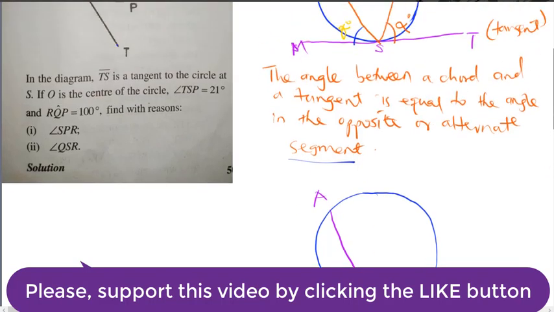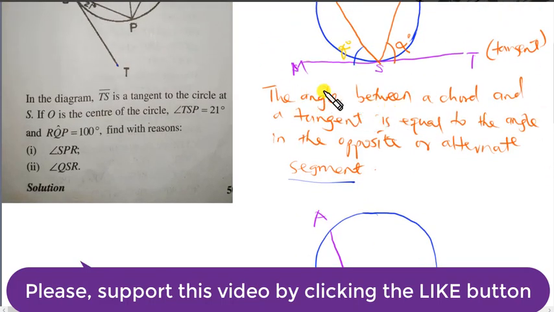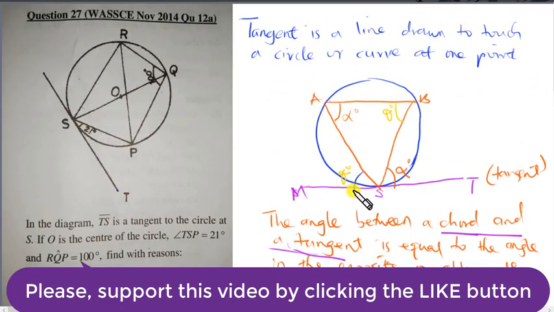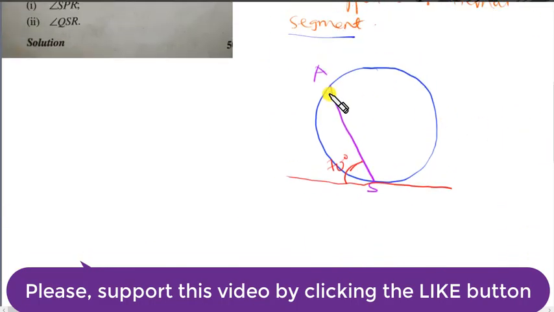So let's go back to the rule. We are saying that the angle between a chord and a tangent, that is what I'm referring to here. That is the same law that you see here: the angle between this chord AS and the tangent, this angle theta degrees. And let me also say something here.